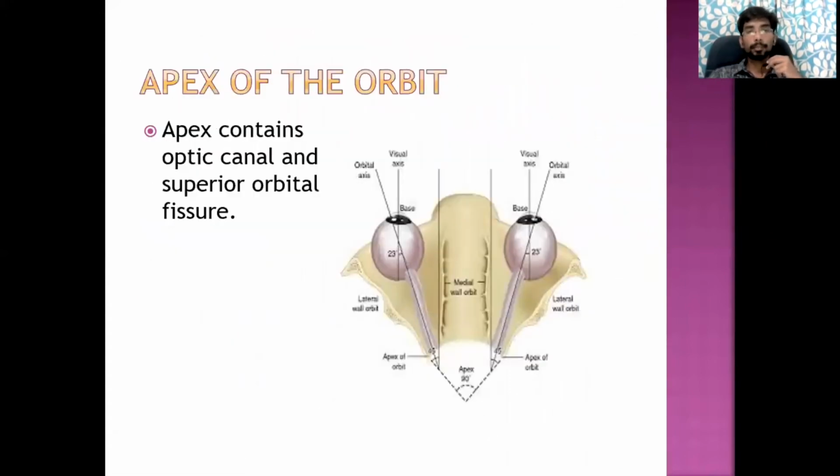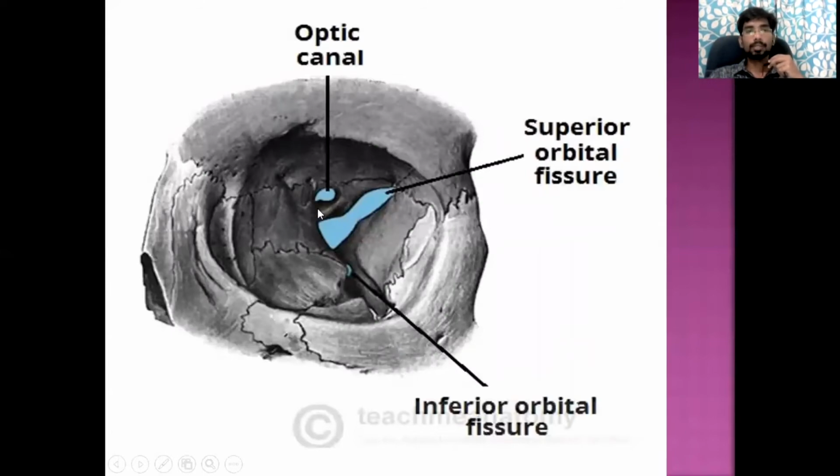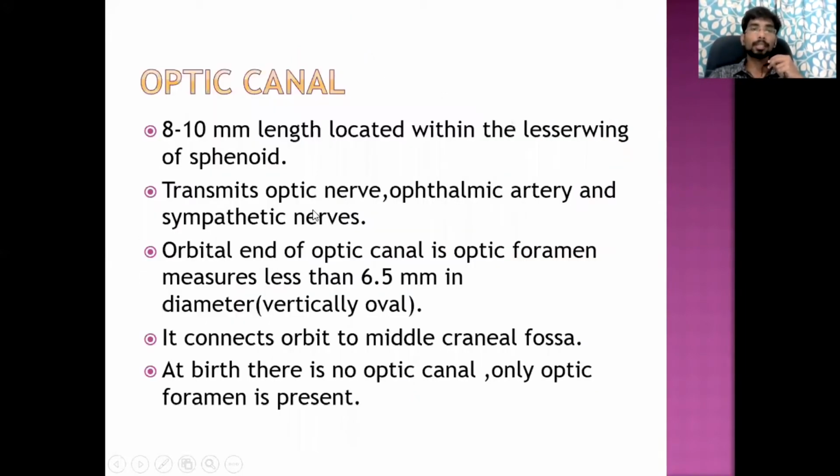Next is the orbital apex. The orbital apex contains the optic canal and superior orbital fissure. We see first the optic canal. The optic canal is 8 to 10 mm in length, located within the lesser wing of the sphenoid. So this is the sphenoid bone, lesser wing. This is the greater wing. The optic canal is located in the lesser wing. It transmits the optic nerve, ophthalmic artery and sympathetic nerves.